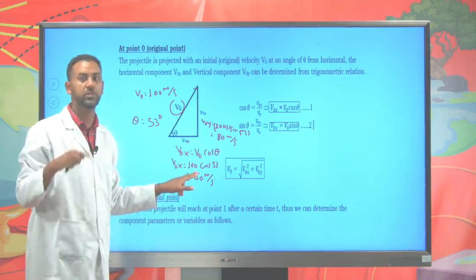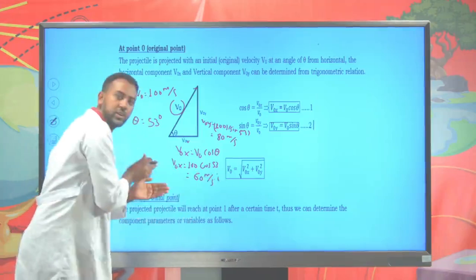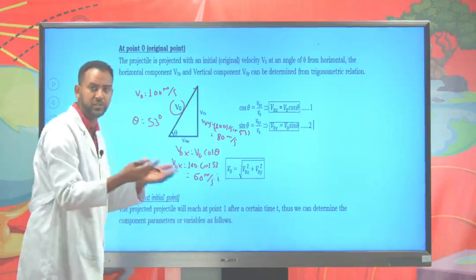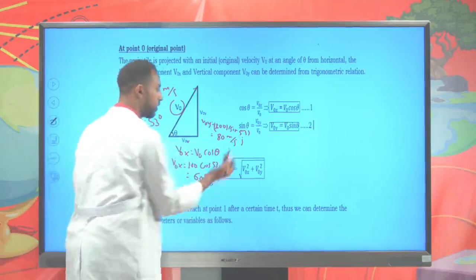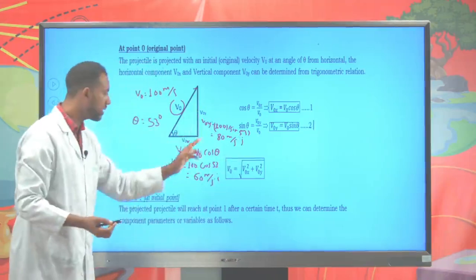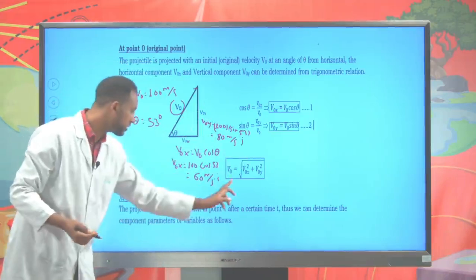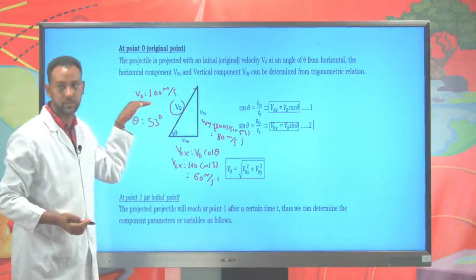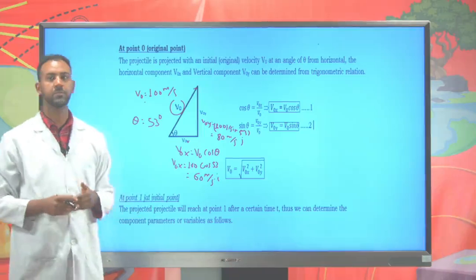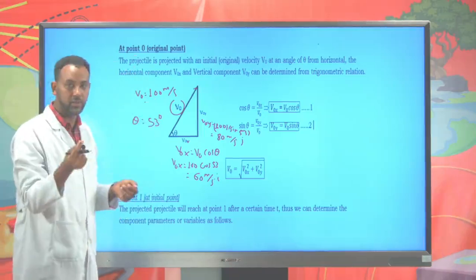This should not be the way, because it is 60 meters per second in the i direction, the x direction. Previously we have learned about vectors, and this one is projected in the j direction. So what is the total velocity? You have to find the resultant velocity. So 80 squared plus 60 squared, under the root, should give us 100. This is how we determine the resultant vector at the original point, or the initial point.